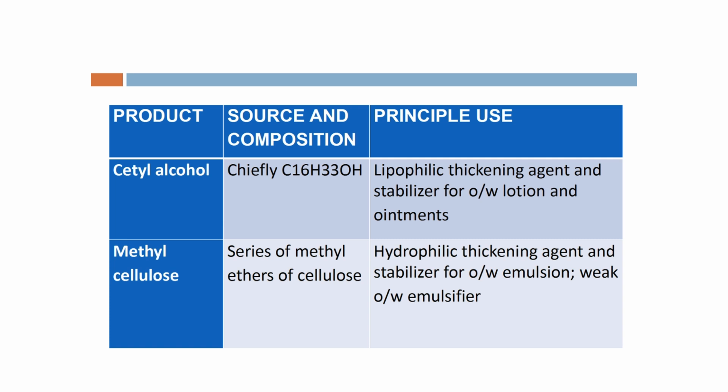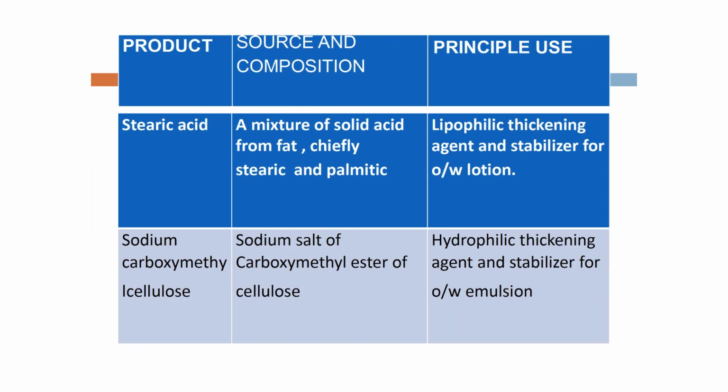Methyl cellulose, series of methyl ethers of cellulose. Hydrophilic thickening agent and stabilizer for OW emulsions, and a weak OW emulsifier. Stearic acid, mixture of solid acids from fats, chiefly stearic and palmitic acid. Lipophilic thickening agent and stabilizer for OW lotions. Sodium carboxymethyl cellulose, sodium salt of the carboxymethyl ester of cellulose. Hydrophilic thickening agent and stabilizer for OW emulsions.